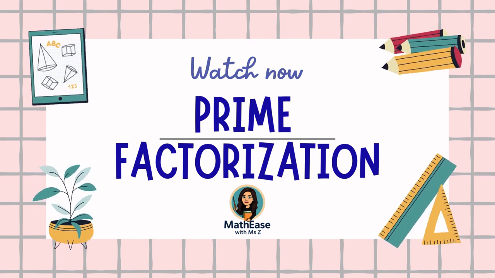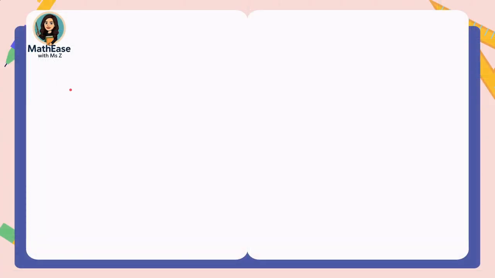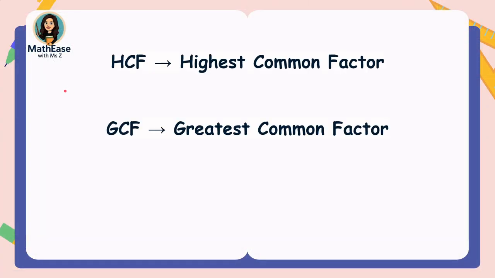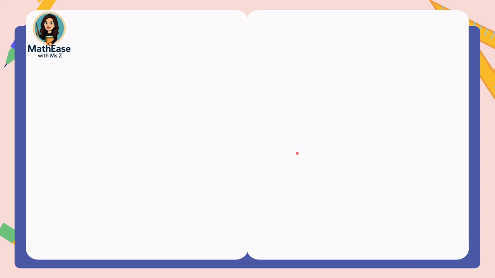What we are going to learn today is one of the most common methods used in schools to calculate HCF, GCF, or GCD, whatever you like to call it. So let's get started. Let's find the HCF of 24 and 36 again, the same numbers we did in the last video, but this time using the prime factorization method.